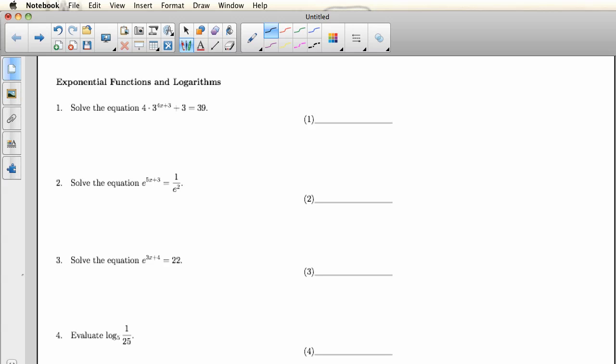On page 1 of the sample test, these questions are all in randomized order, so there's no real rhyme or reason to them. So I'll just do solutions to each one and see how they go. Here I'm solving an equation.